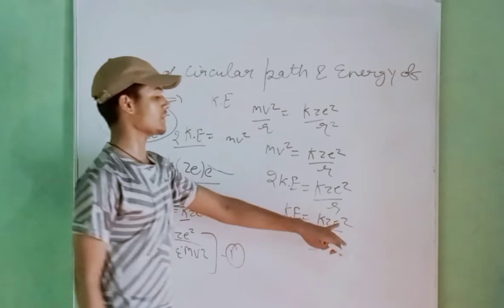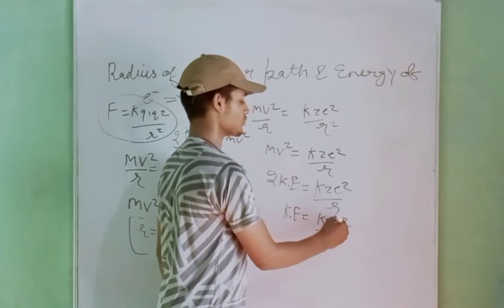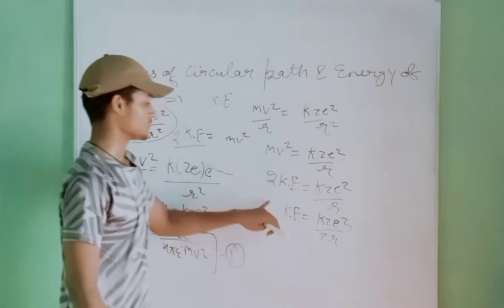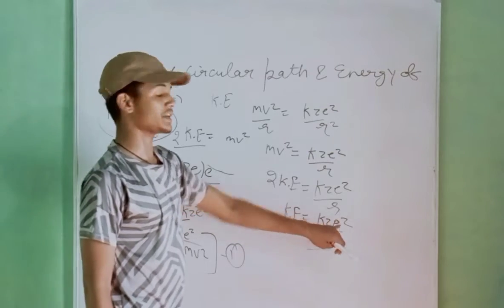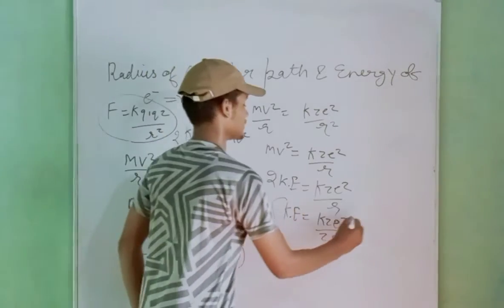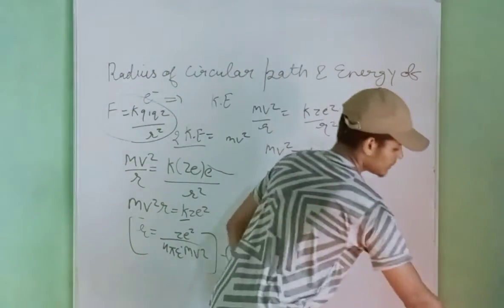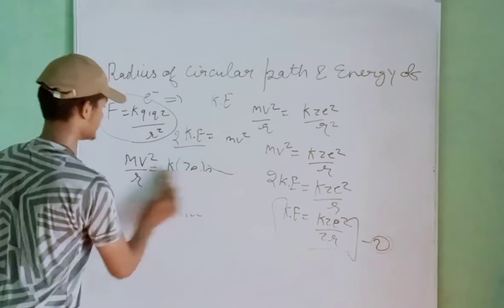Here we did not take the sign of the electron's charge, because kinetic energy can never be negative. We do not take the negative sign even though the charge of the electron is negative. So that is the first equation. Second equation, here we remove that.